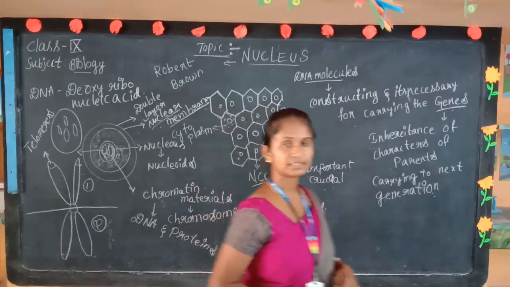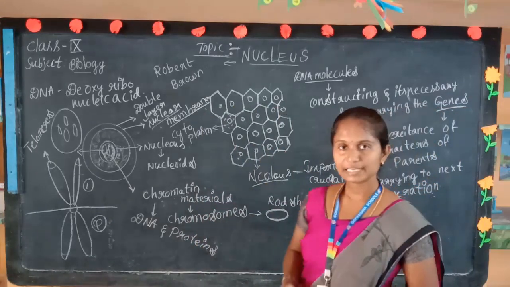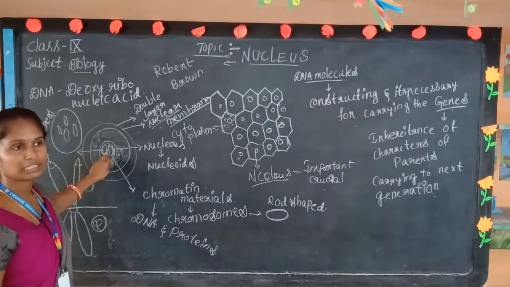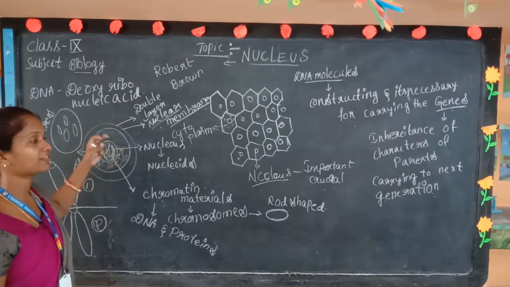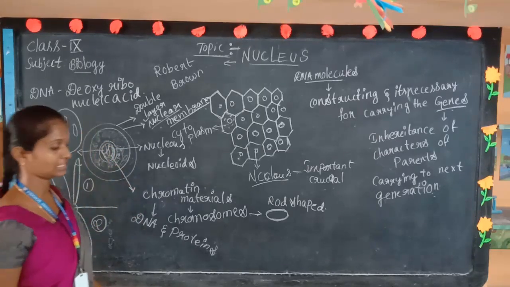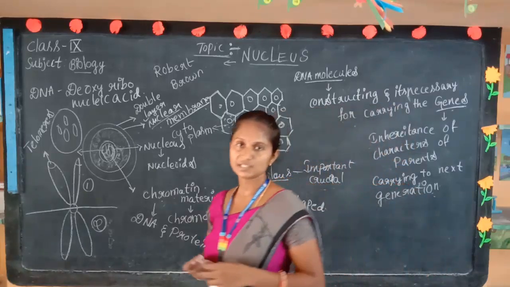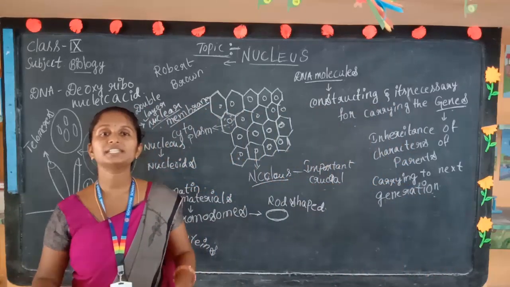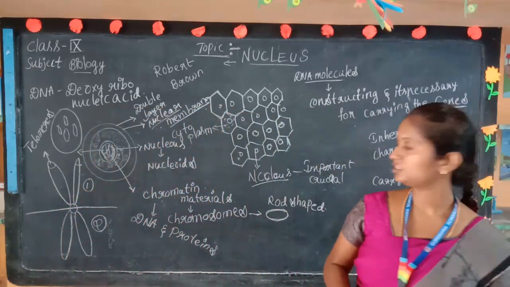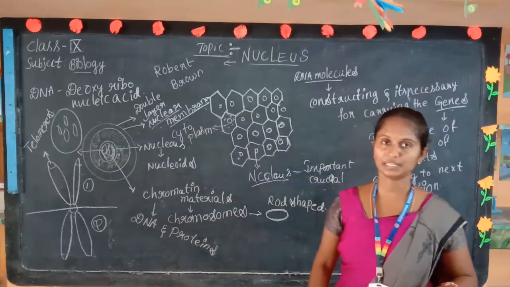How do we get the characters of our father and mother? The genes are present in the DNA in the nucleus. That's why we get characters like our father and mother with the help of the nucleus. So the nucleus plays a crucial role. It is very important for sharing characters from one generation to another. All this DNA and proteins are present in the chromatin material.